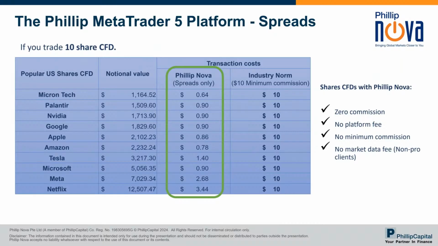Okay, so let's say on a first example, the Micron tech, if you're trading such a small contract, small notional value, on Phillip MT5, you are only paying 0.64 in terms of spread. Okay, so that's a trading cost. But if you trade elsewhere, you would have to pay $10 already. Okay, so I think your share really have to move a lot for you to break even from that minimum commission. Okay, so if you use our platform, you can significantly reduce your trading cost.